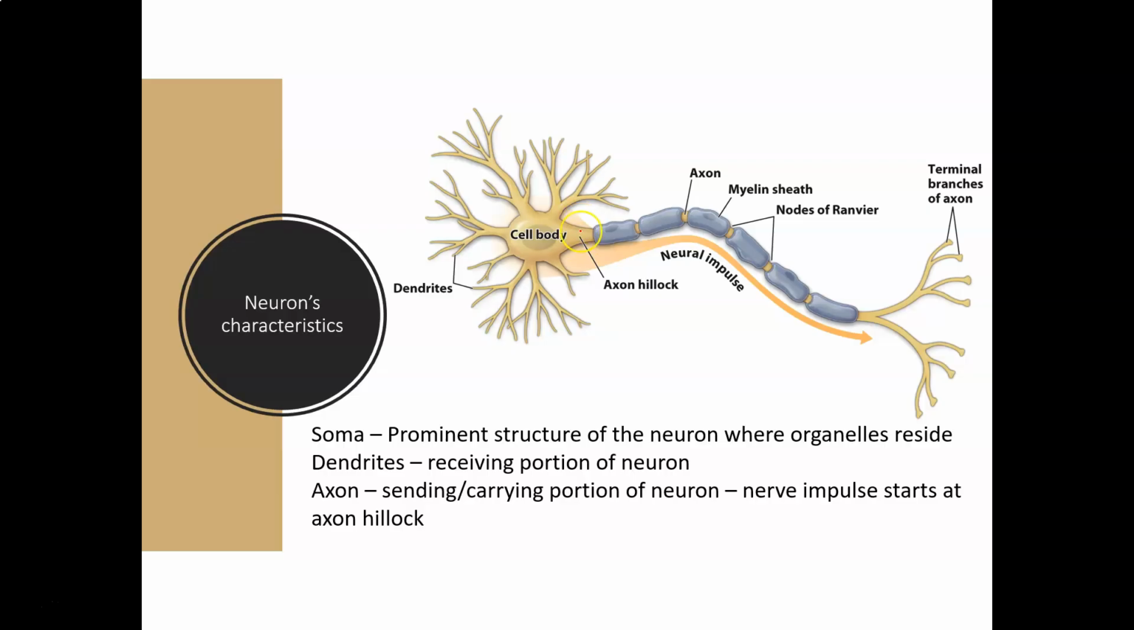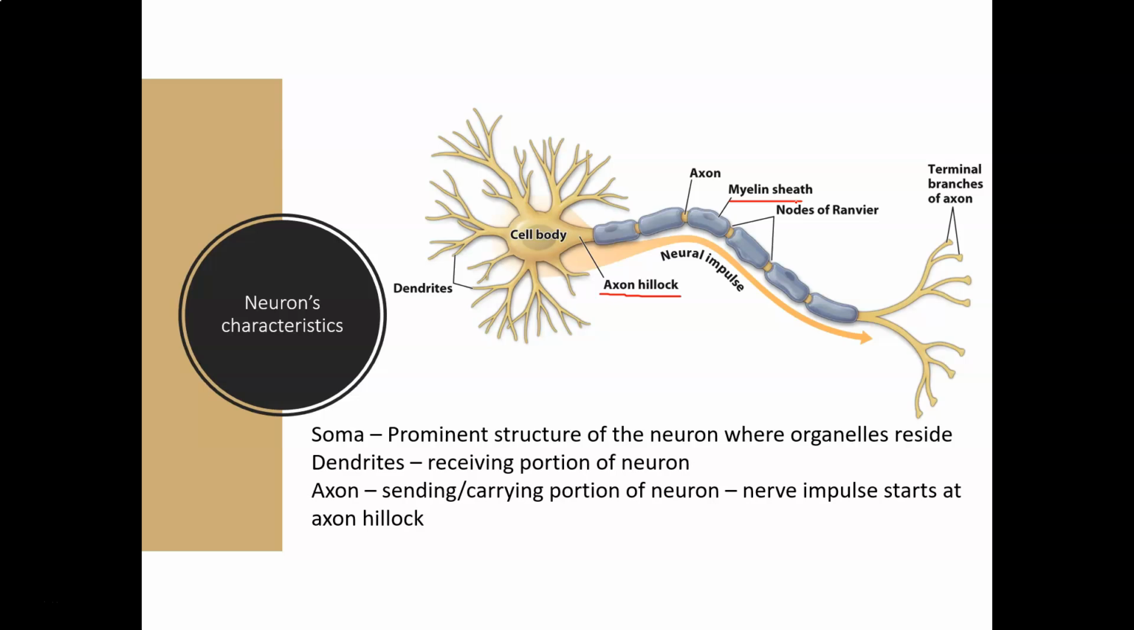The part where this action potential or nerve impulse starts, or the beginning of the axon, is called the axon hillock. In addition to the axon hillock, you'll notice that some axons are covered with fatty material called myelin sheath.